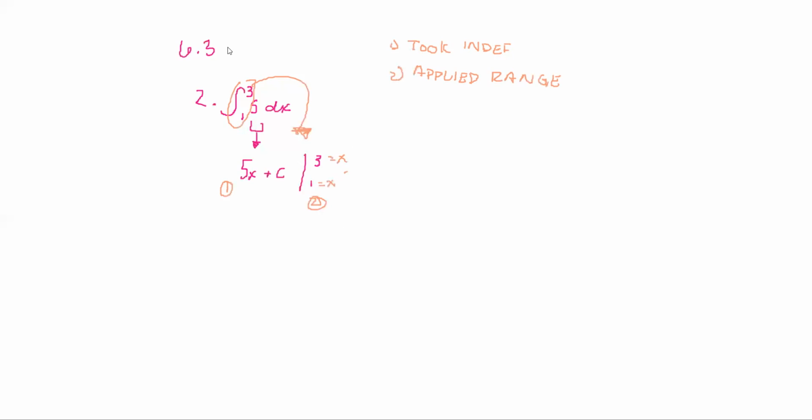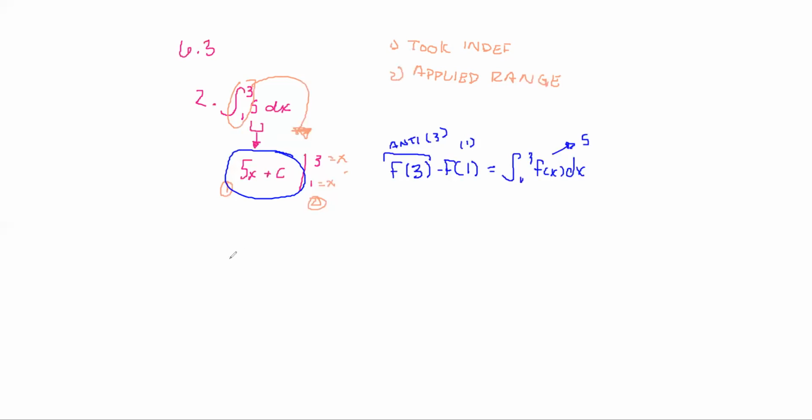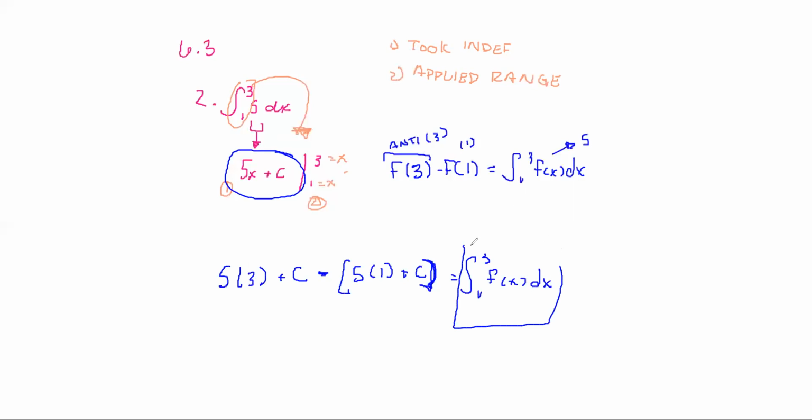So what we're going to do is we're going to end up subbing these in. We're going to say we know that f of 3 minus f of 1 is equal to the integral from 1 to 3 of f of x dx. We're going to say this is equal to 5. So here's our antiderivative of 3 and of 1. Correct? Yes. Cool. So here's our antiderivative. And what we're going to do is we're going to say 5 times 3 plus c minus the quantity 5 times 1 plus c. So this is equal to the integral from 1 to 3 of f of x dx. We want to solve for this.